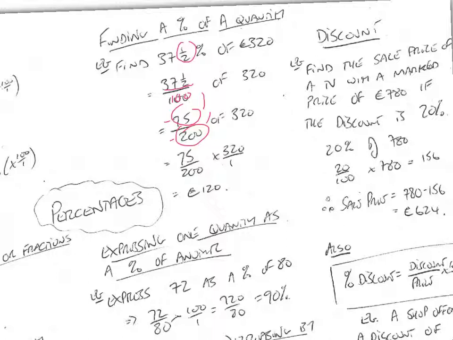And then if we rewrite 75 over 200 times 320 over 1, we end up with 75 times 320 all over 200 times 1, and that gives us 120 euros. So 37.5% of 320 euros is actually 120 euros.